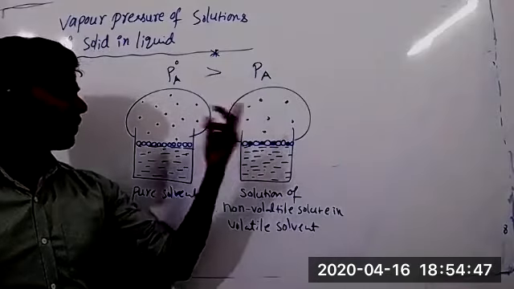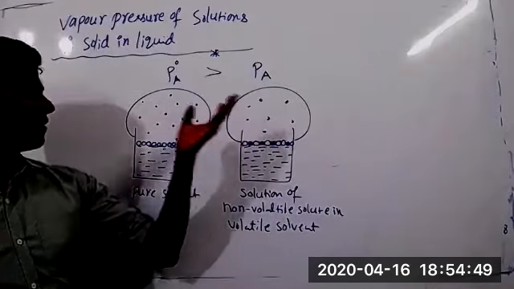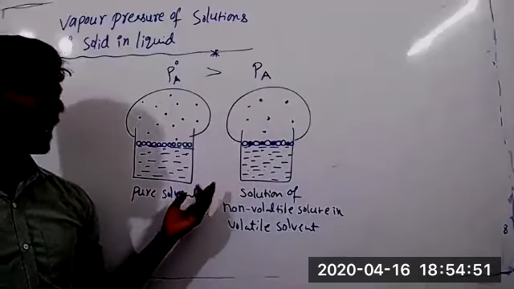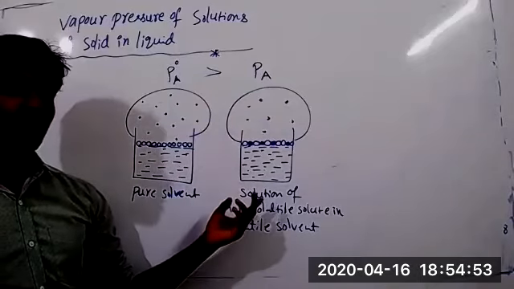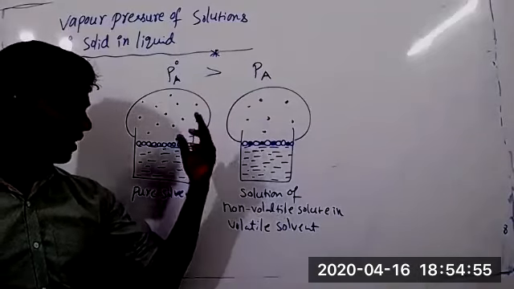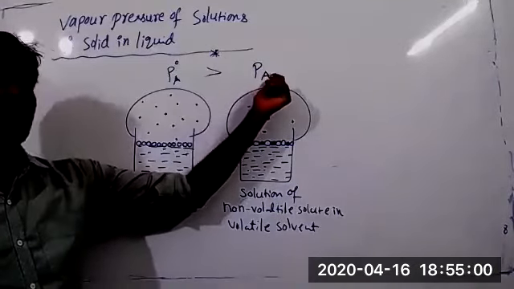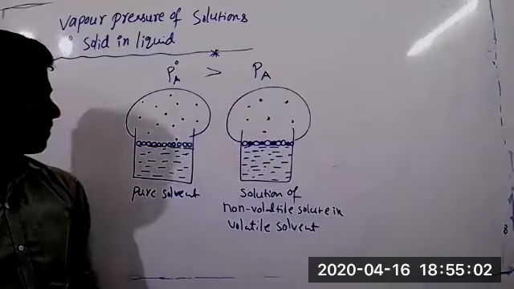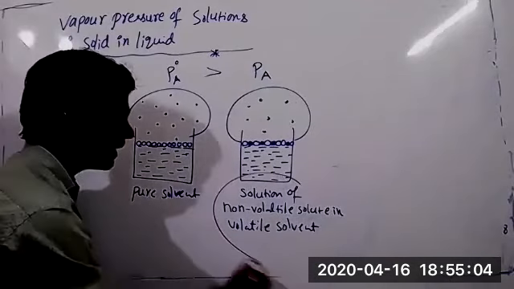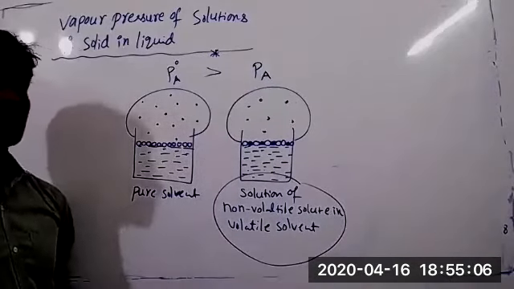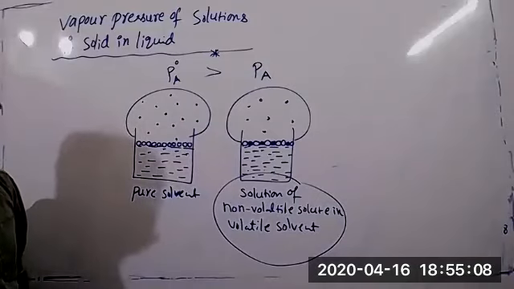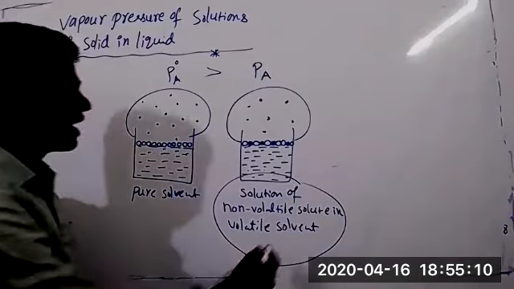Partial pressure of a pure component is always higher than the partial pressure of solvent in solution. So always PA power 0 is greater than PA. Your solution must contain a non-volatile solute. Okay, that's all. Here also we are applying Raoult's law.